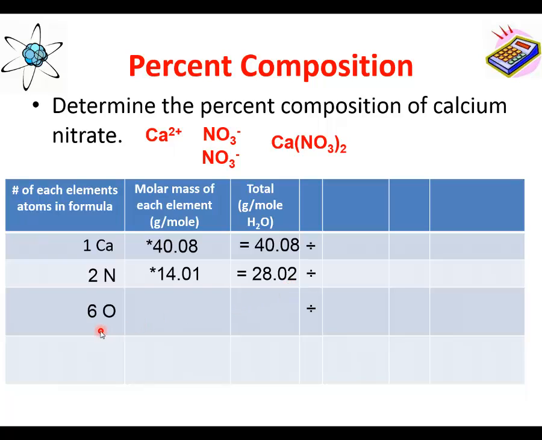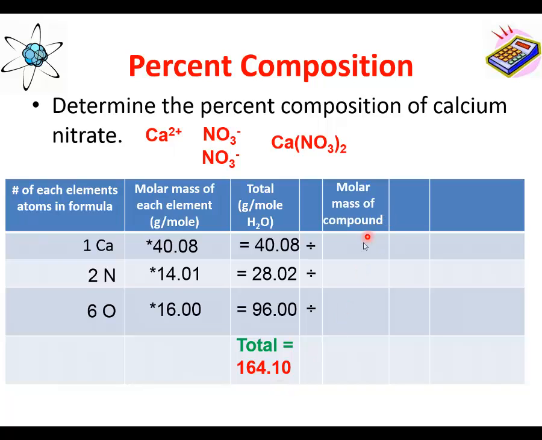And for oxygen, since there's 6 oxygens in the formula, remember there's 2 nitrates, so 6 oxygens total. I look at the molar mass of oxygen as 16 times 6, gives me 96 grams of oxygen for every 1 mole of calcium nitrate. So if I add up my grams of calcium in this 1 mole sample, my grams of nitrogen in this 1 mole sample, and my grams of oxygen in this 1 mole sample, that gives me a total of 164.10 grams of calcium nitrate for every 1 mole of calcium nitrate.